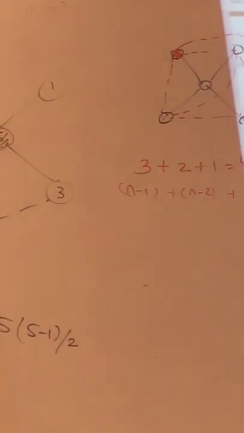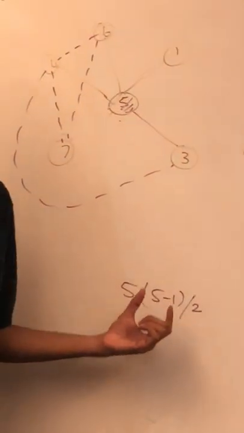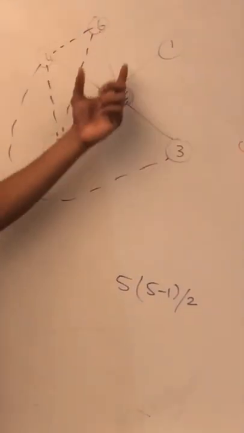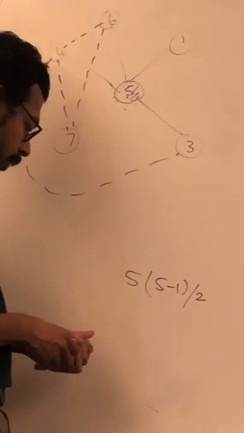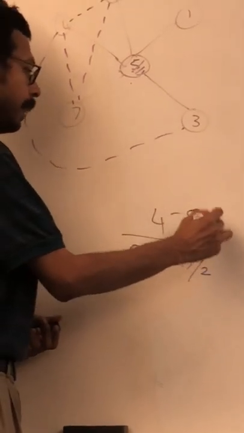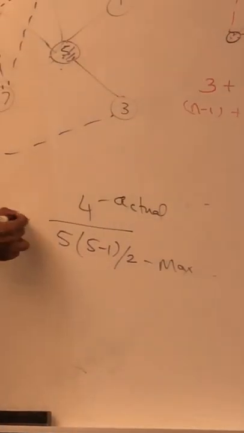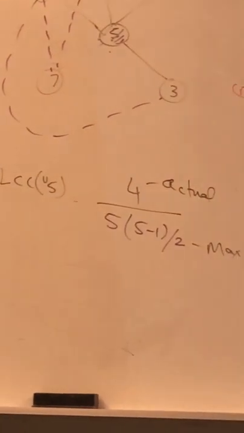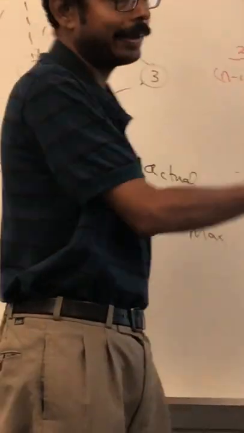Is that clear? So this is the maximum number of links you can expect to have if you have 4 neighbors. And how many links actually are there in this case? 4, right? So this ratio, the fraction, 4 divided by 6, where 4 is the actual number of links and 6 is the maximum number of links, is the local clustering coefficient of vertex 5. Similarly, you can compute the local clustering coefficient of every vertex in this graph.